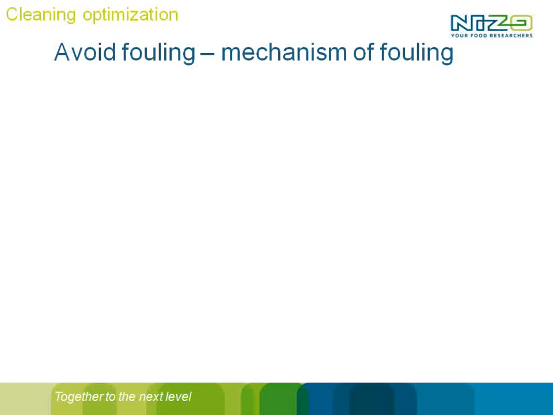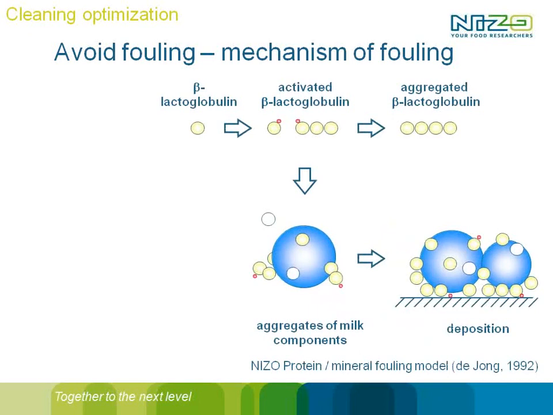As said, if you want to optimize a process, you should know something about the mechanism of fouling. And one way to think about fouling of proteins, dairy proteins, is to look at the protein beta-lactoglobulin. The way we look at it quite often from a mechanistic point of view is that beta-lactoglobulin is actually activated in a heating process. Means that the beta-lactoglobulin, you can see native beta-lactoglobulin on the left. In the middle is activated beta-lactoglobulin, and this activated beta-lactoglobulin can do two things.